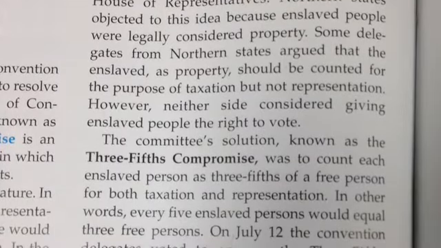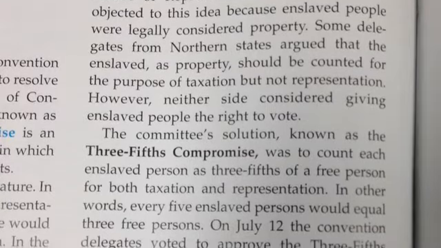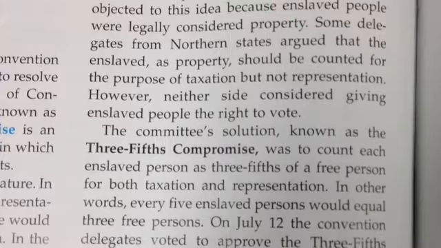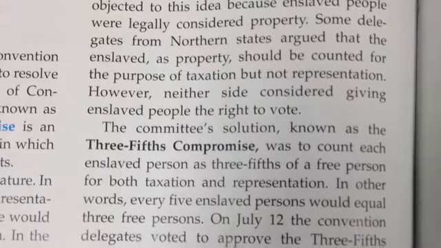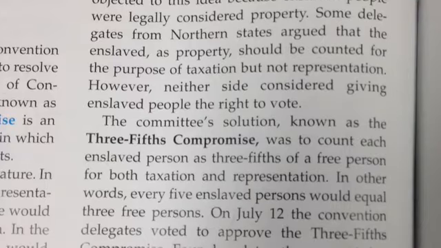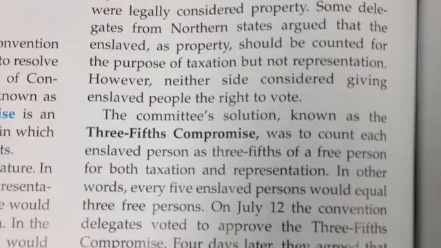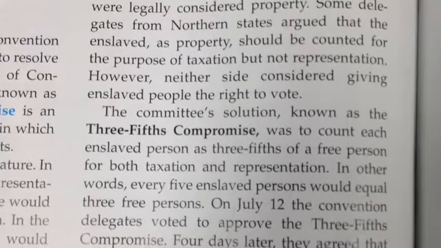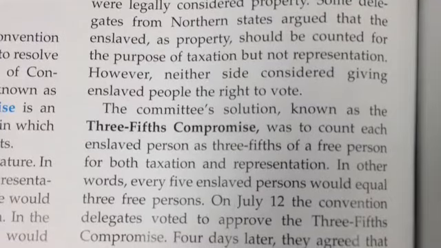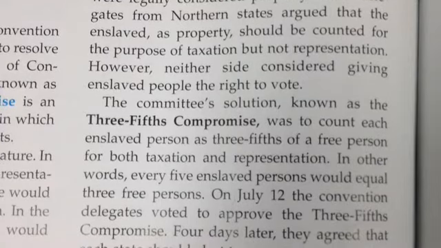Some delegates from northern states argued that the enslaved, as property, should be counted for the purpose of taxation, but not representation. However, neither side considered giving enslaved people the right to vote. The committee's solution, known as the Three-Fifths Compromise, was to count each enslaved person as three-fifths of a free person for both taxation and representation. In other words, every 5 enslaved persons would equal 3 free people.